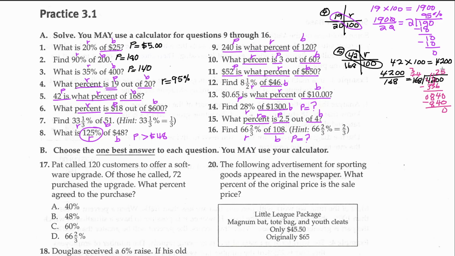So I have 25 that goes with the R here. That means that's 25%. I have to put 25%. Otherwise, it's not correct. So rate equals 25%.